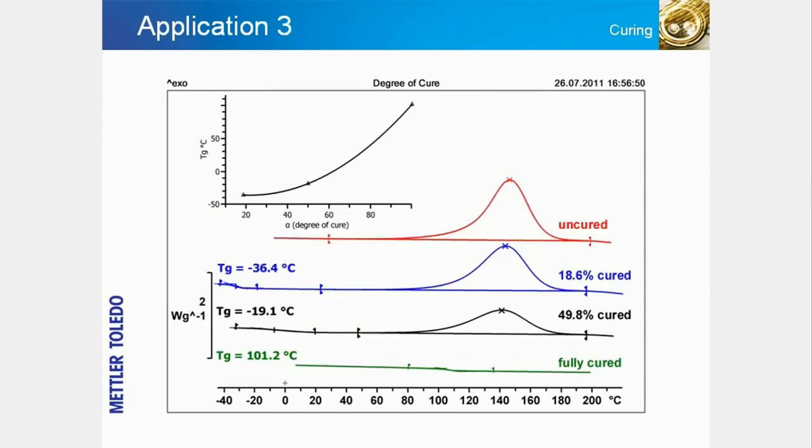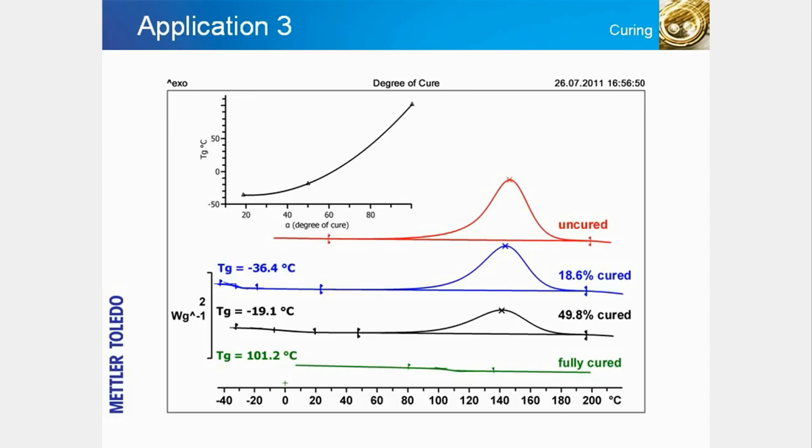Another important application of differential scanning calorimetry is to measure the curing reaction and glass transition temperature in epoxy resin systems. The diagram displays the DSC curves of several samples that had been cured to different extents. The results show that with increasing degree of cure, the glass transition shifts to higher temperatures and the enthalpy of the post-curing reaction decreases. In the diagram, the degree of cure increases from top to bottom, starting with the red curve of the uncured sample to the green curve of the fully cured sample.